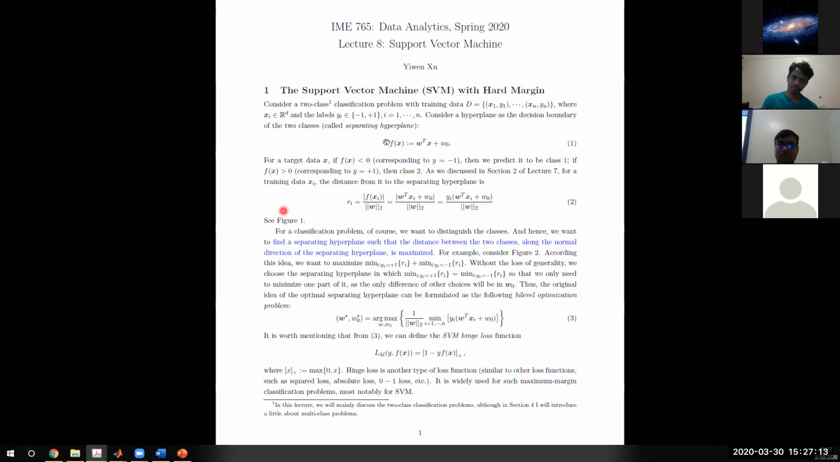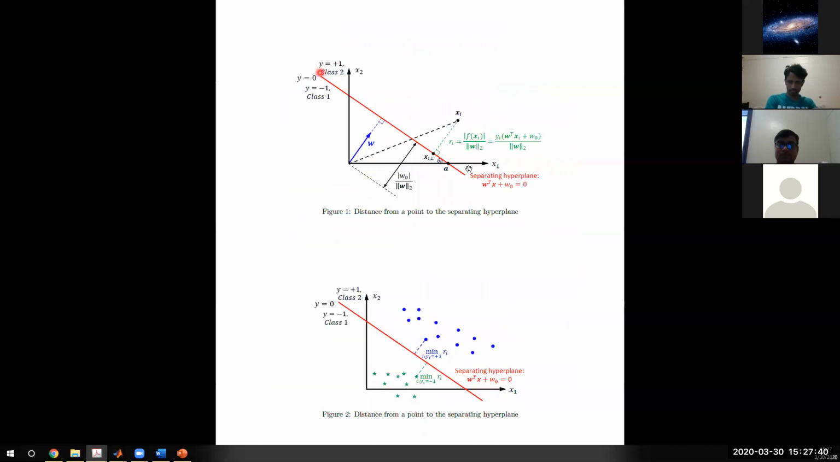Then for a data point i, if I have f(x) less than 0, which corresponds to y equal to -1, then we predict it to class 1. And if f(x) is greater than 0, then we predict it to class 2. The question is, what if I have exactly f(x) equal to 0? In this case, it is on the decision boundary, something like this.